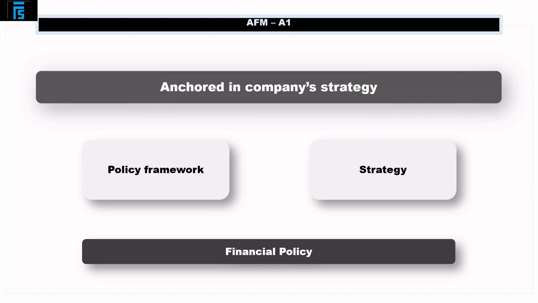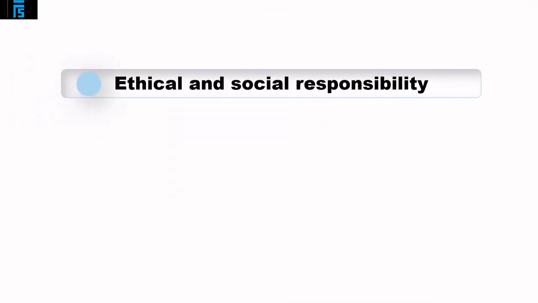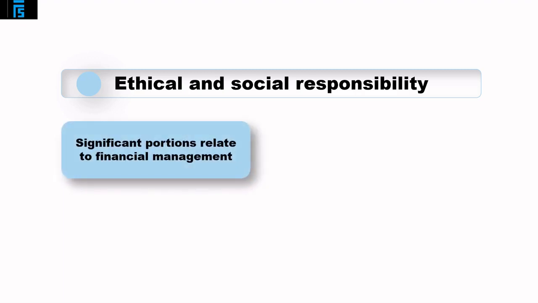Clearly, the area of a company's policy framework which defines the roles and responsibilities of a financial manager is the financial policy. Nevertheless, other areas typically included in the policy framework are also linked to financial management. For example, in the area of ethics and social responsibility, which defines the role of the company with regard to its local society and the rules which the company will obey in its relations with individuals and communities, a significant portion of the relevant norms and requirements relate to financial management.